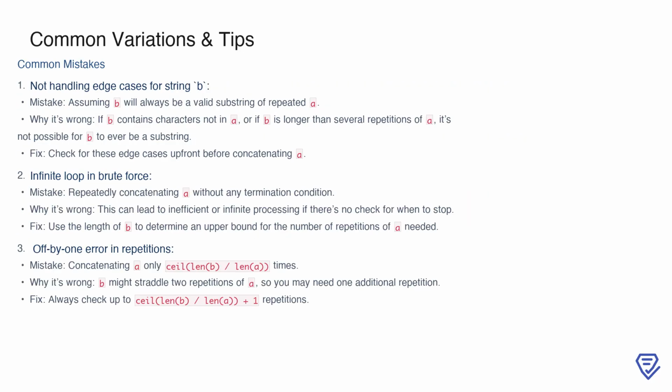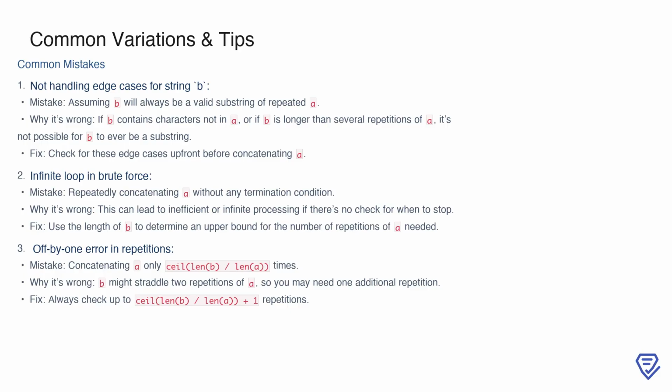When working on this problem, there are a few common mistakes to watch out for. First, not handling edge cases for string B can lead to incorrect solutions. For example, if B contains characters that are not even present in A, or if B is so long that it cannot fit within any reasonable number of repetitions of A, then B can never be a substring of the repeated A. To avoid wasting time, you should check for these cases up front before attempting concatenation.